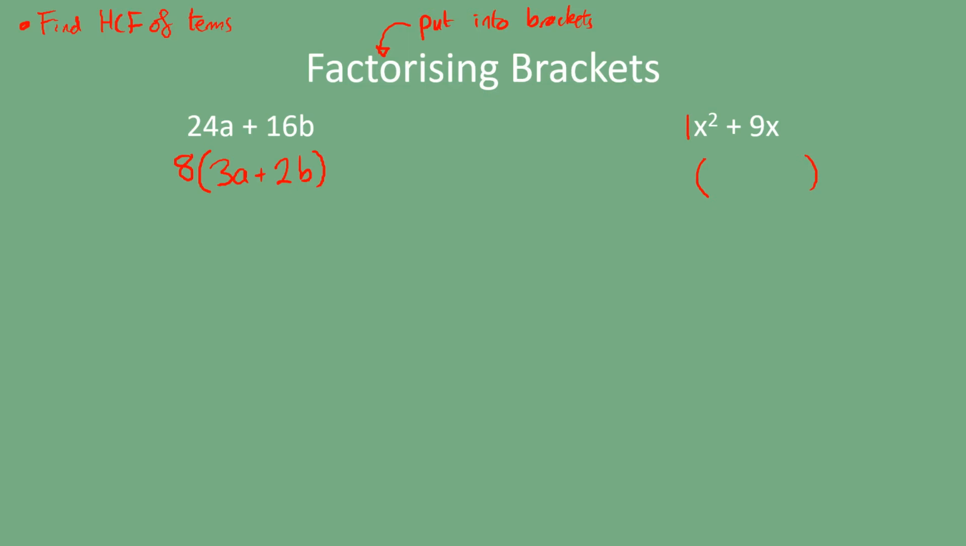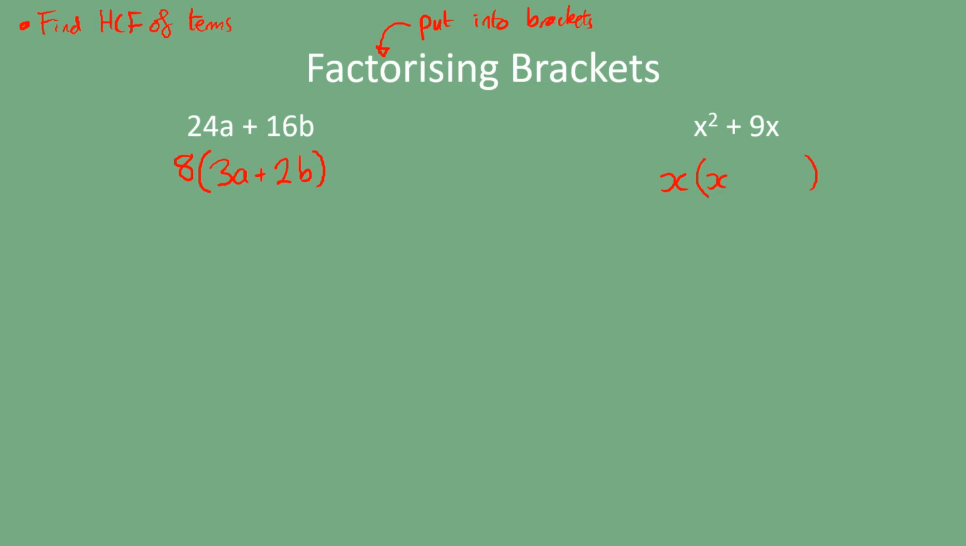So if we can't divide them by a number, maybe we can divide them by a letter. And they certainly both do have x in them. We've got x squared and we've got x. So let's put an x outside our bracket, and then we're trying to divide these both by x. Now if you do x squared divided by x, you're actually just going to get x, because those two times by each other should get us back to x squared.